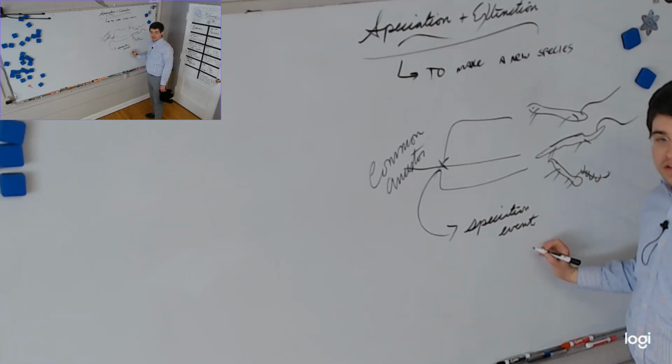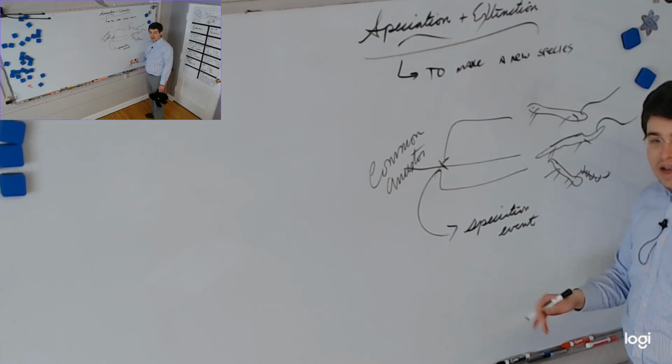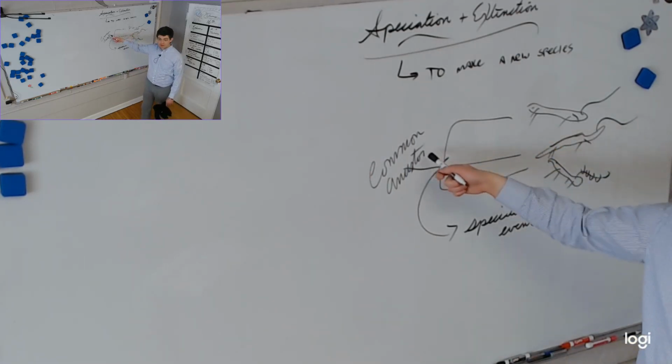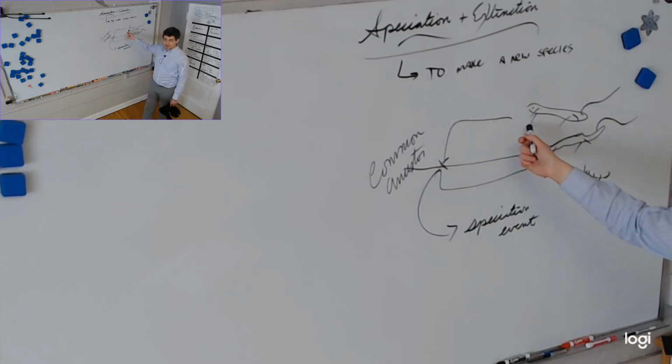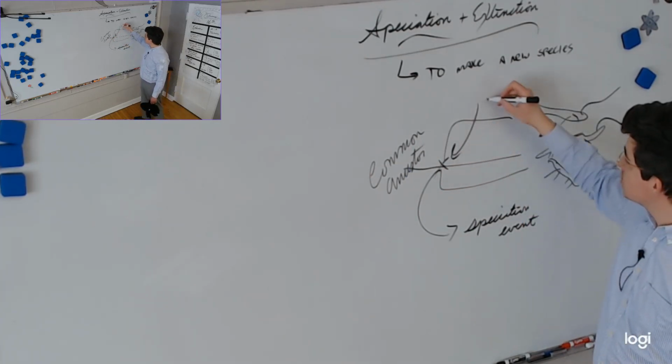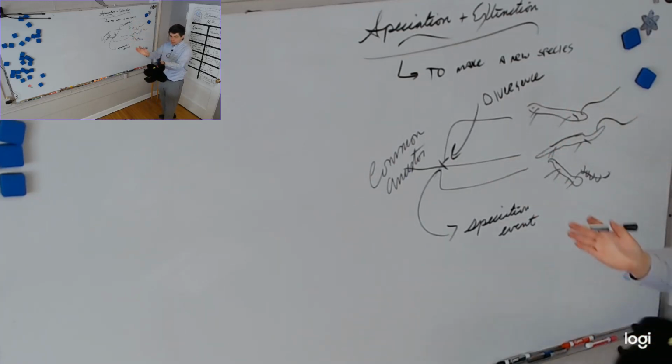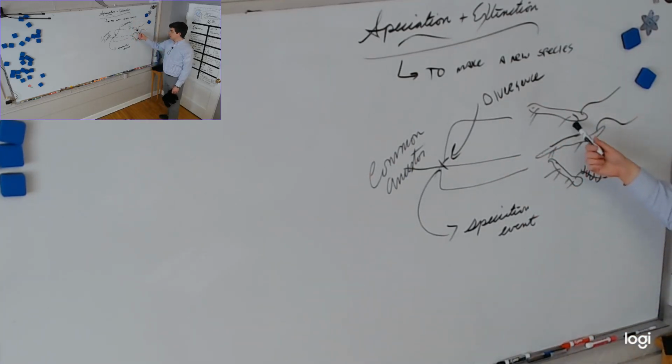Meaning that some external factor caused this common ancestor to diverge. The verb we use is divergence. To diverge, to become multiple separate critters.